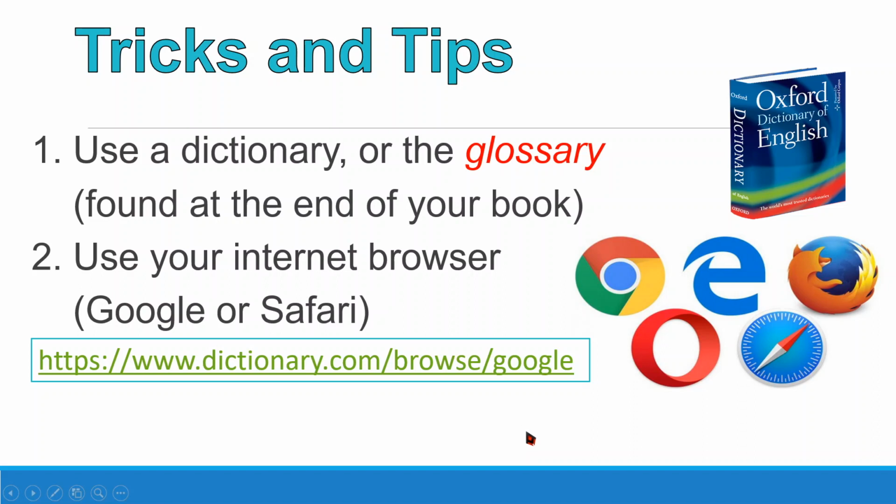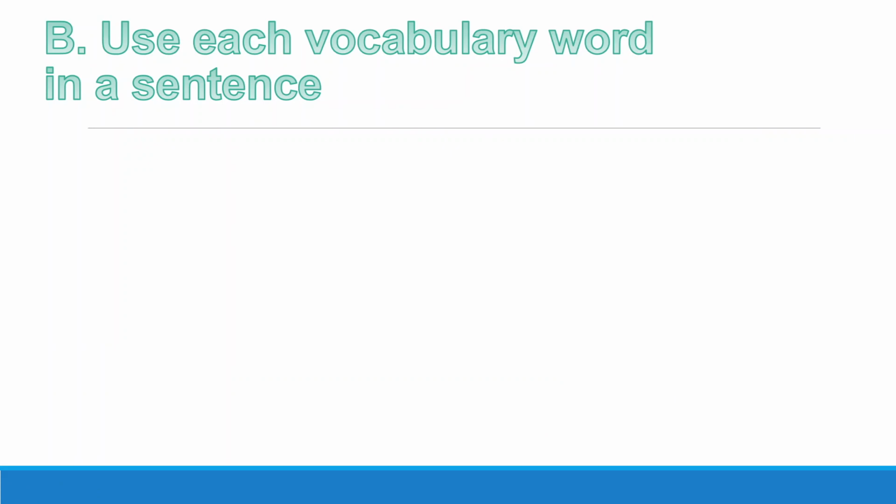If you are done with the first activity, letter A, let's go to letter B. In letter B, you're going to use each vocabulary word in a sentence. In total, you will have 10 sentences. Here I'm going to show you 3 sentences using the following words: steadfast, rash, and bitterly.